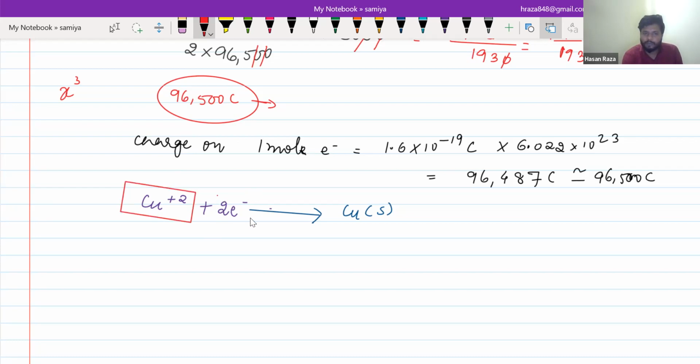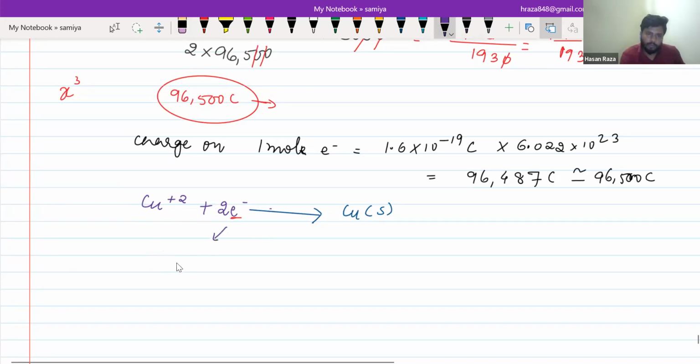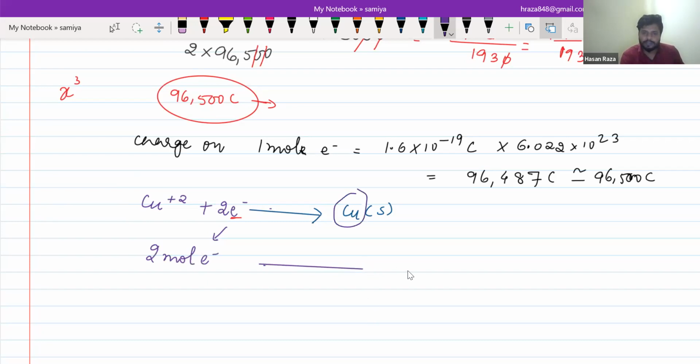1. What is the stoichiometric coefficient of electron? Ayman, I want the answer from you. In mathematics, we use a coefficient, and in chemistry, we use a stoichiometric coefficient. Ayman, can you tell me what is the stoichiometric coefficient of electron? 2. Very good. So I'm going to write it as 2 mole electron gives us, what is the stoichiometric coefficient of this? 1. Gives us 1 mole copper.